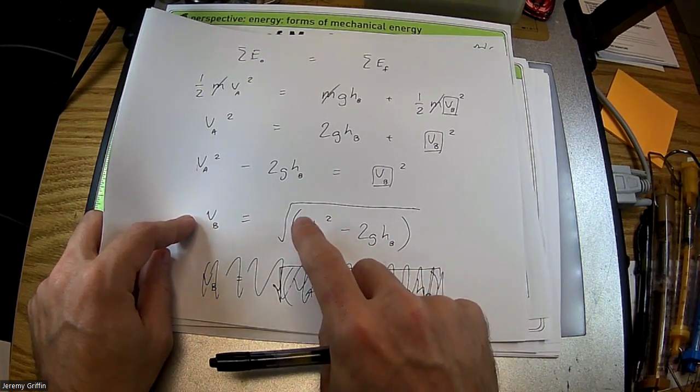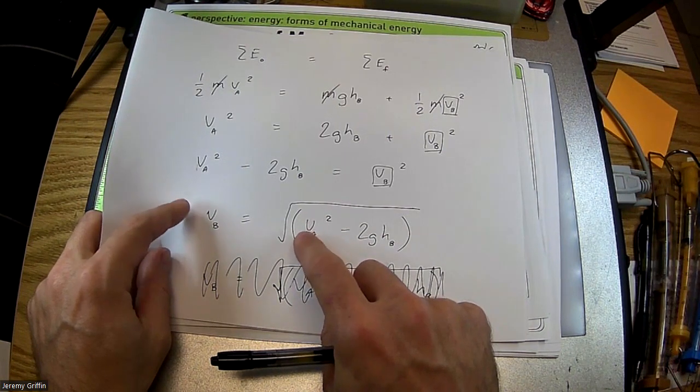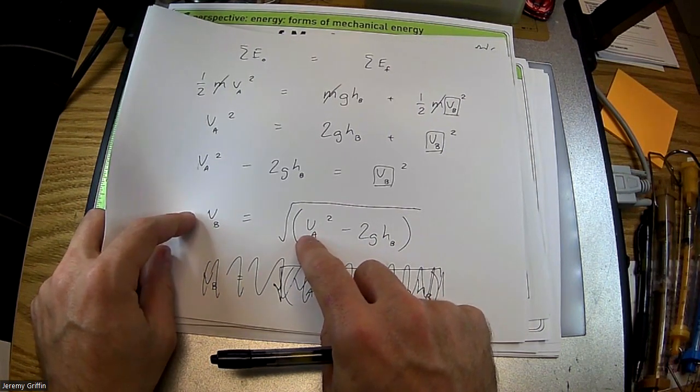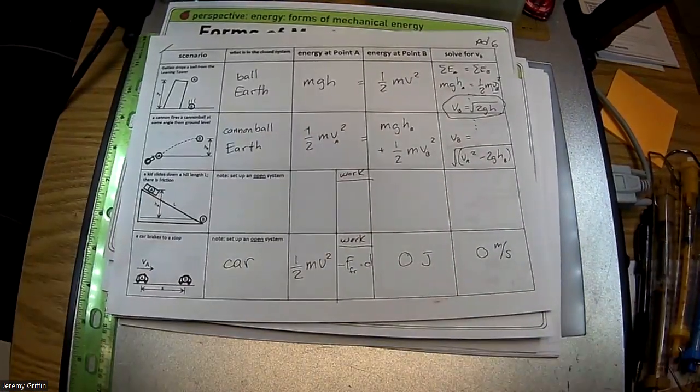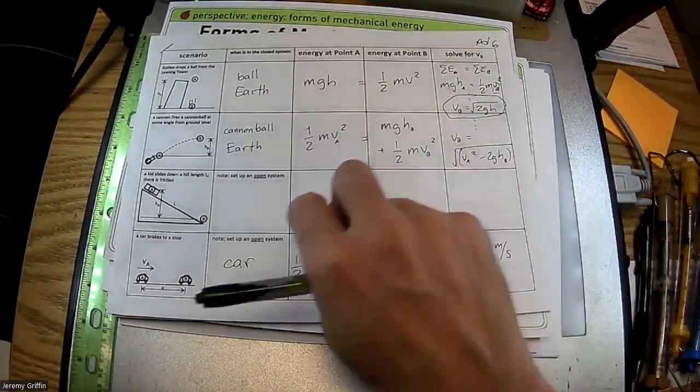Oh, look, the faster the launch speed, the faster it's going to be going at point B. That makes sense too, right? You guys see how it makes sense and is consistent with what we've done so far. Very good. All right, next one.